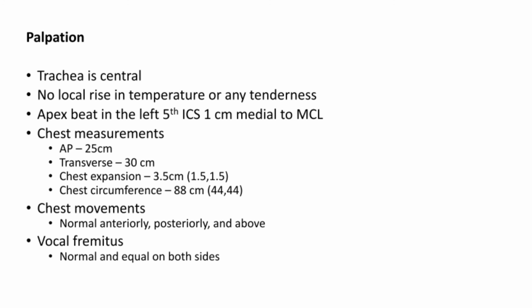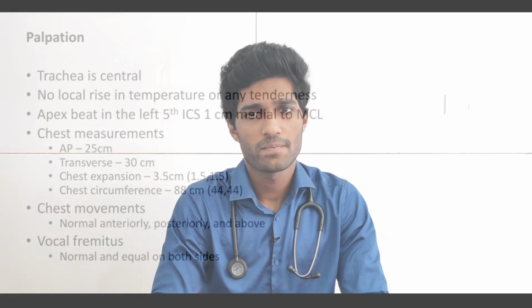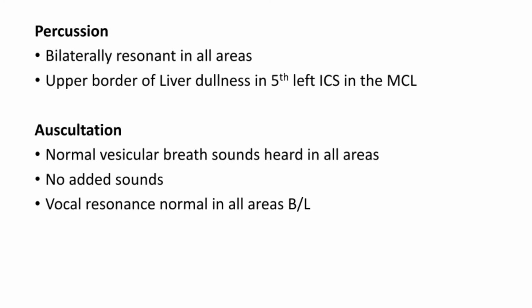Chest expansion of 3 cm equal on both sides and a chest circumference of 44 cm on each hemithorax, together 88 cm. Chest movements were normal and vocal fremitus was normal and equal on both sides. Percussion was bilaterally resonant in all the areas, and the upper border of the liver dullness was felt in the 5th right intercostal space in the midclavicular line.